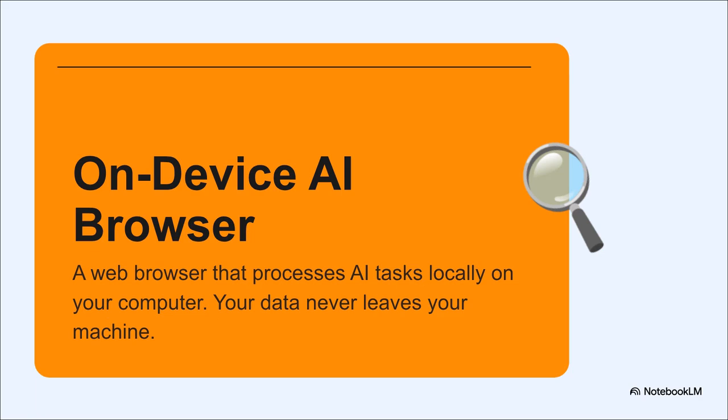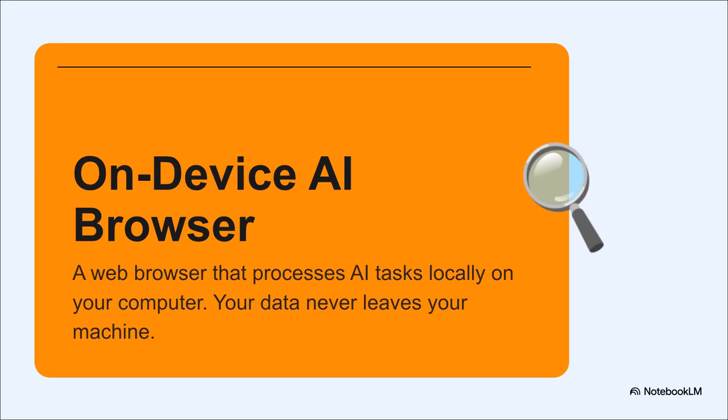So here's the deal. Most browsers that have AI features are constantly sending your stuff to the cloud, to servers owned by big companies. But GenSpark does all the heavy lifting, all the thinking, right there on your computer. Your data, your conversations, your entire browsing history, it never, ever leaves your machine.